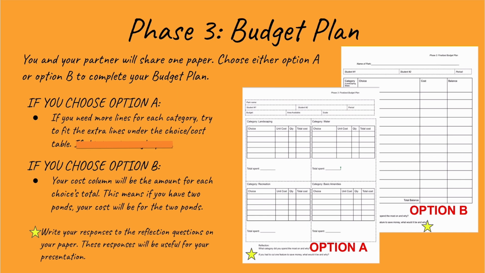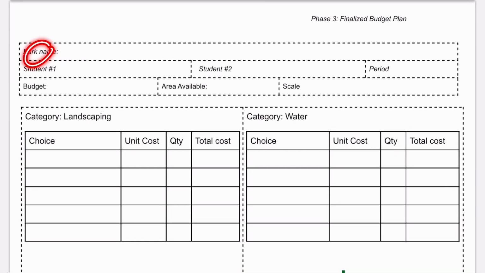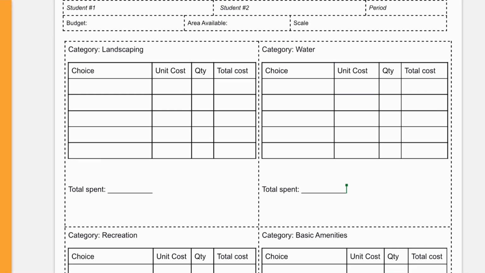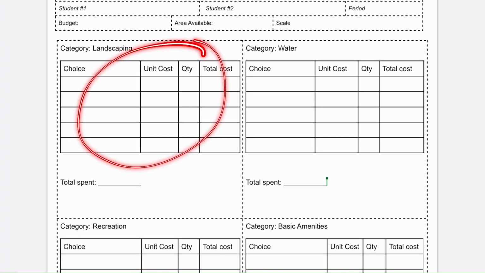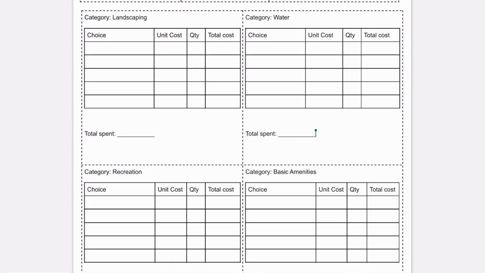Okay, and then there is a reflection piece on the bottom. They're all the same, so make sure you do that part. So you should fill out your information, you should organize your elements, and then you should complete your reflection on the bottom together. So here's a closer version. You would fill out your park name, put your names, your budget. Sometimes it's easier to visualize everything all in one page. I gave you a template to separate your stuff.